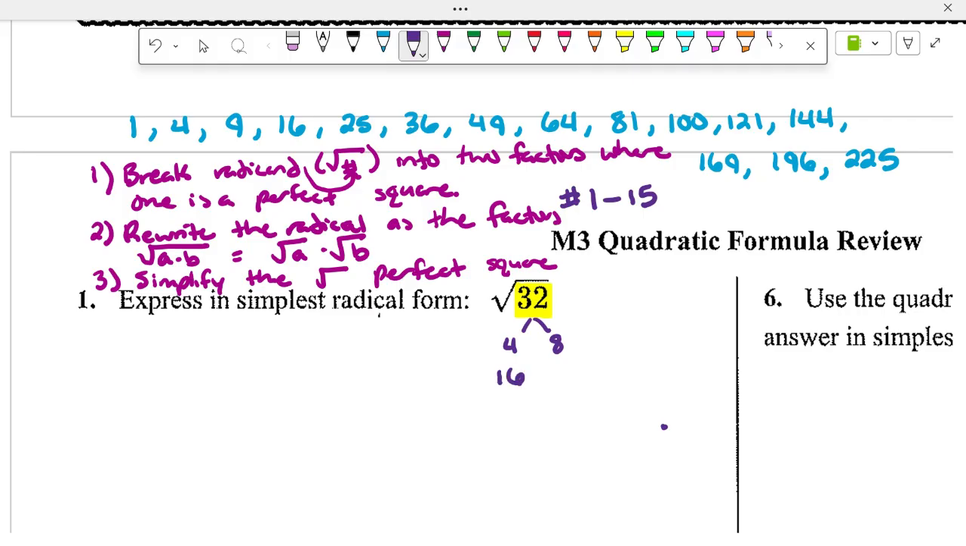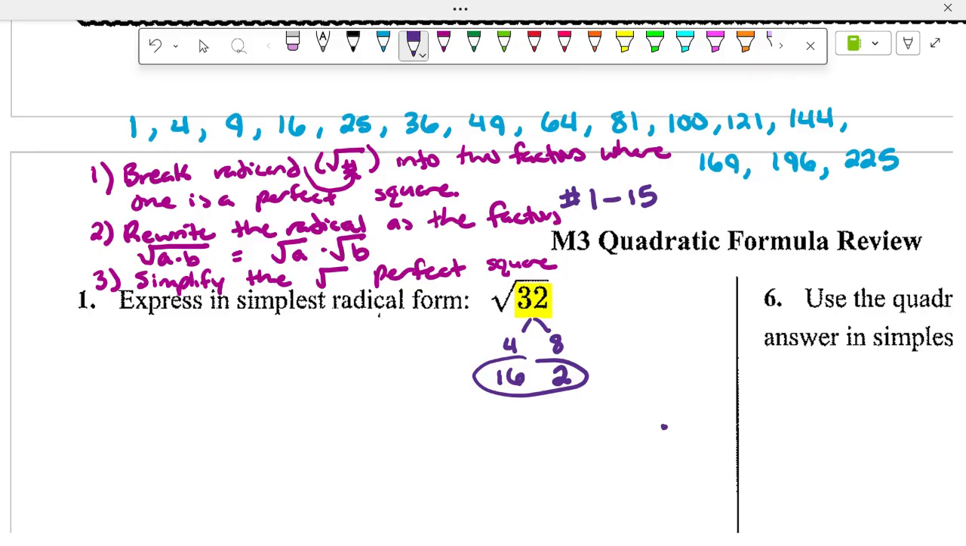16 times what is 32? 2. What about 25? Can that go evenly? No. So I want the one with the biggest perfect square. So which one do you think I'm going to use? 16 and 2.